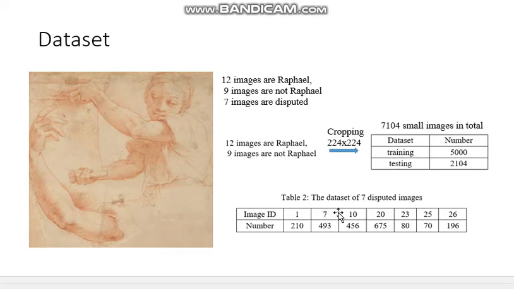And then we have 7 disputed images. We crop each image with the same size here, 224 times 224. For image 1, we got 210 small images. Similarly, we got different numbers of images for the others.